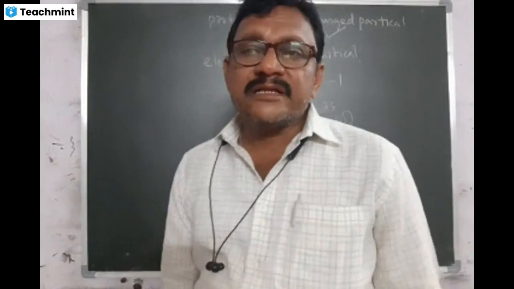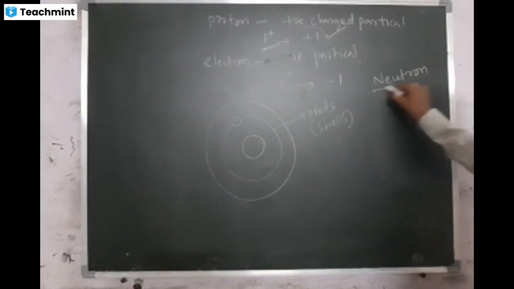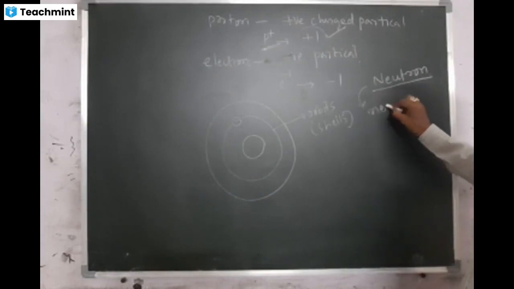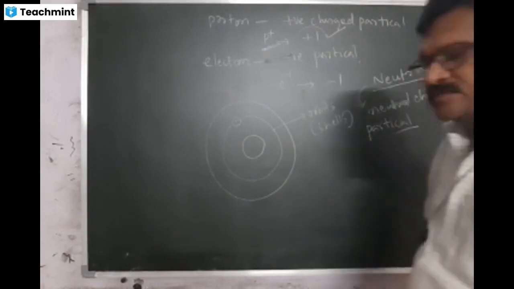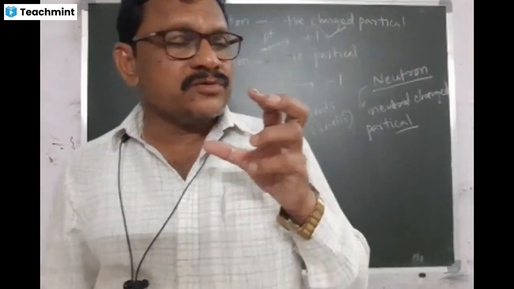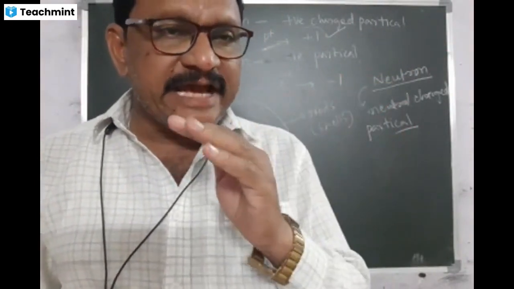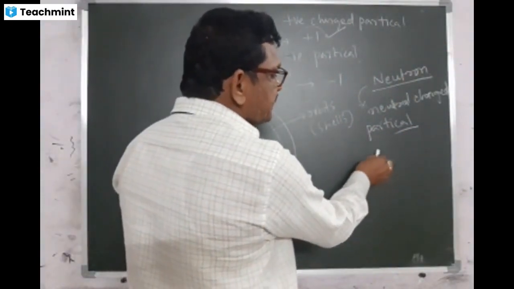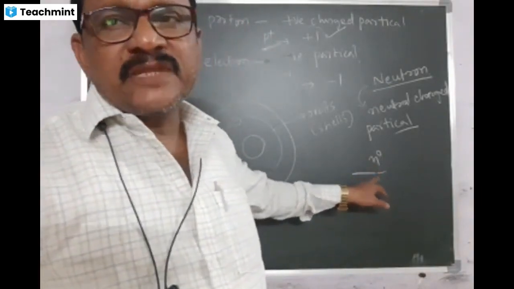Then another subatomic particle is neutron. Neutron means neutral charged particle. It has no charge. Neutral charged particles, meaning neutrons, do not have any charge. That's why neutron is symbolized and represented like this, n0.